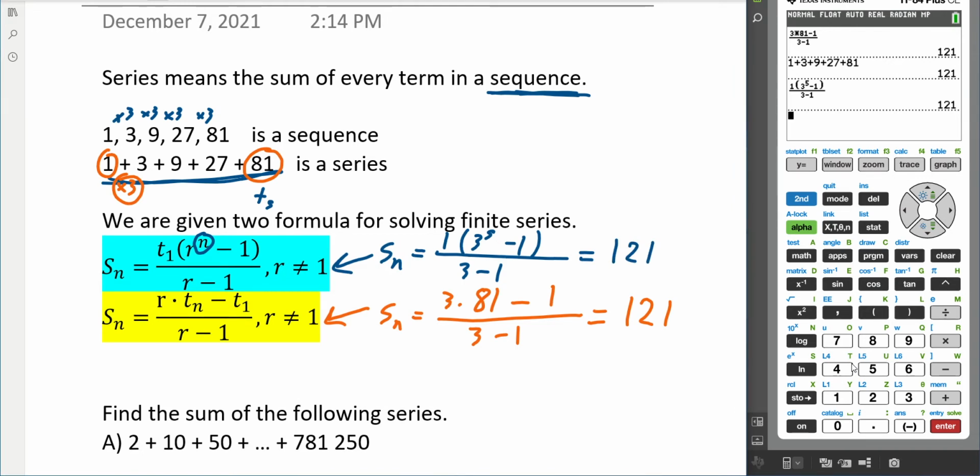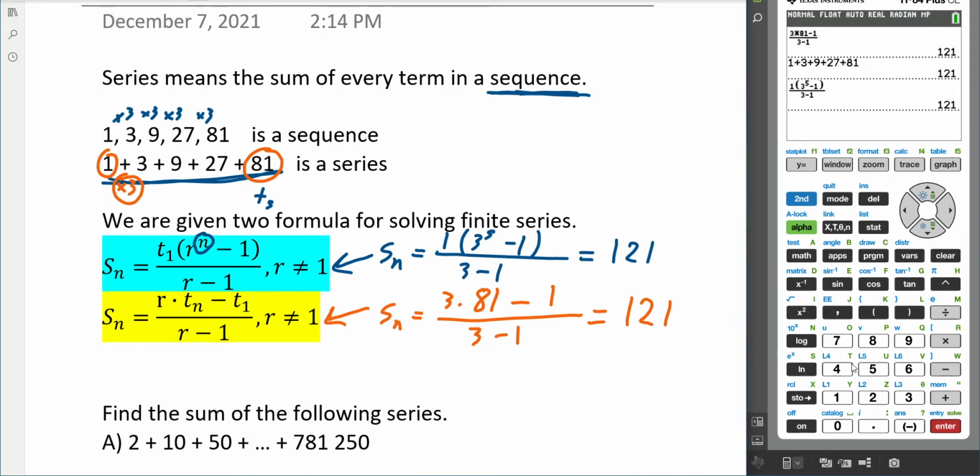All right. And you may notice that it says R cannot equal 1. Well, because if R was 1, we would have a denominator of 0 in both cases. So that is why we can't have an R value of 1. Because if you think about it, if R was 1, it'd be 1 plus 1 plus 1 plus 1. It's not really a sequence in the same way, right? It's just adding 1 plus 1. So pretty boring.